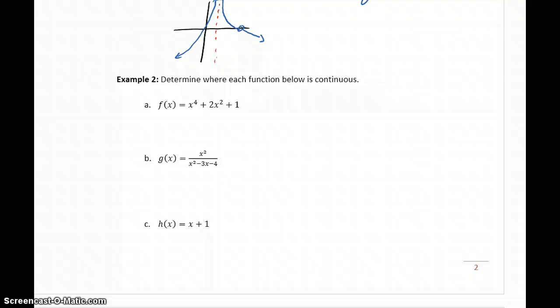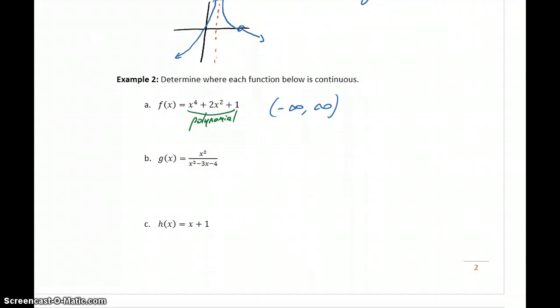So let's take a look at a couple of examples here. We want to determine where each of the functions below is continuous. So our first function, x to the fourth plus 2x squared plus 1. Well, this is a polynomial function. So since it's a polynomial function, using those properties we've established above, there's no work we have to do. We just know that this is going to be continuous from negative infinity to infinity for all values of x.